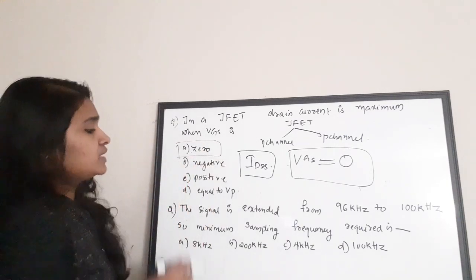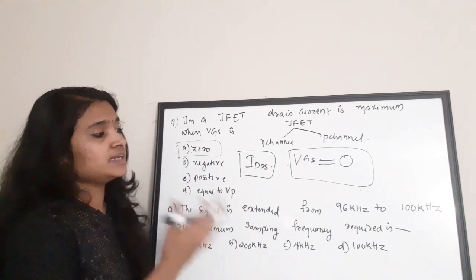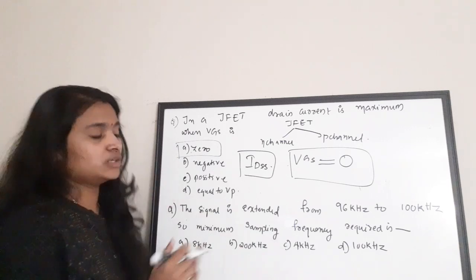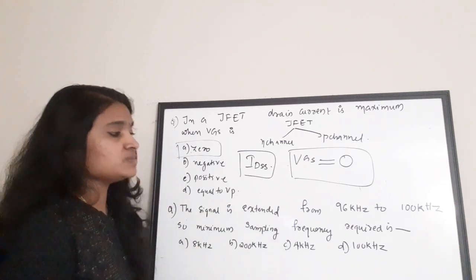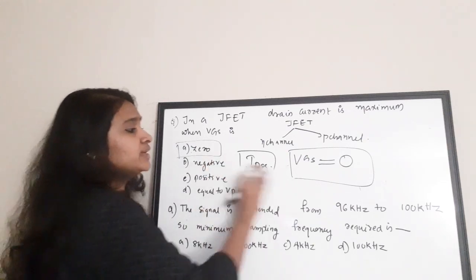Next question. The signal is extended from 96 kilohertz to 100 kilohertz. So the maximum sampling frequency required is dash. So here we are talking about sampling.